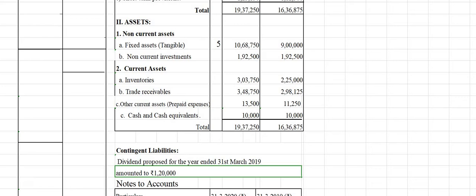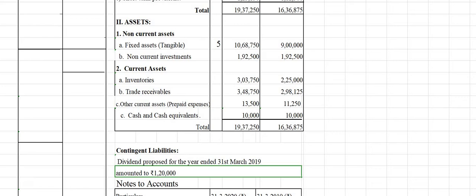dividend will be proposed after or at the time of annual general body meeting. Annual general body meeting will be held after completing the final accounts. So after that the company will decide to give dividends which is proposed for the last year. So that last year dividend will be paid this year. That means in 2019 dividend will be paid in the year 2020. So that is why it is given separately as a contingent liability.